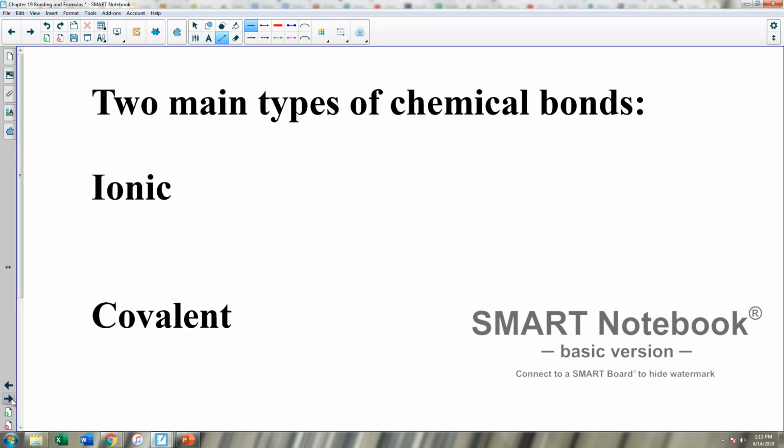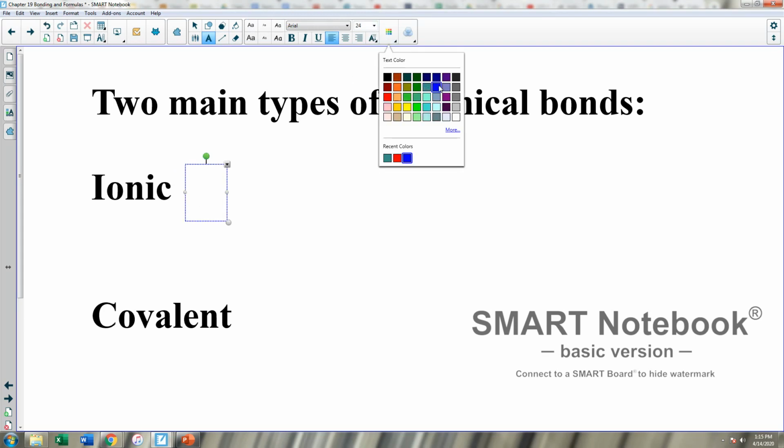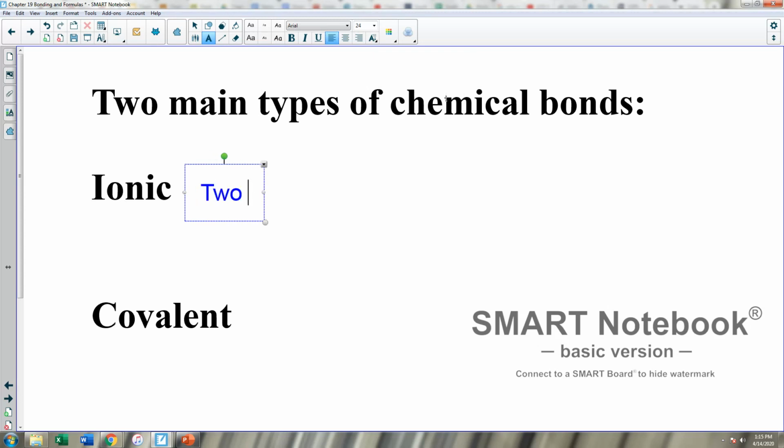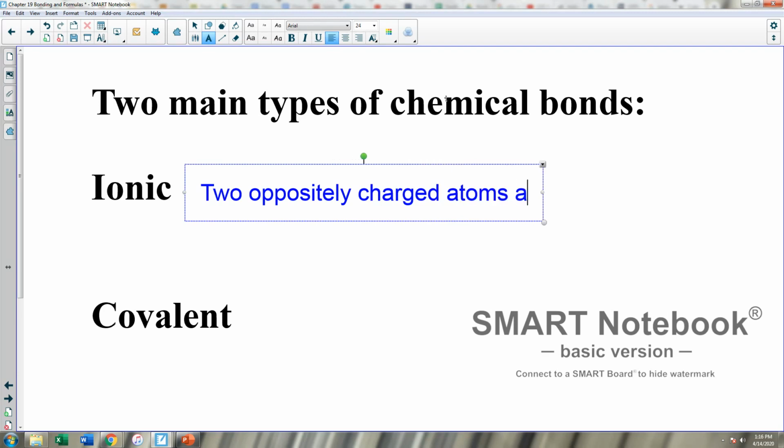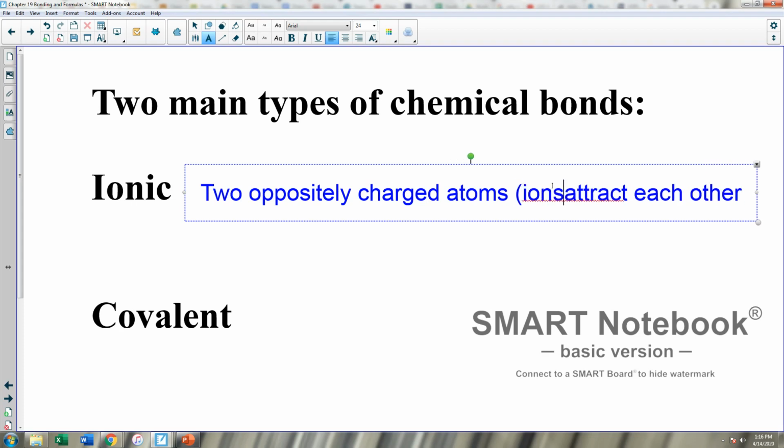Okay, so there are really 2 different camps for these, and one of them we're going to talk about a lot more than the other. But an ionic bond is the first type. An ionic bond is when 2 oppositely charged atoms attract each other. Again, charged atoms are ions. So that's the first kind of bond we're going to talk about, ionic bonds. And so we're just talking about ions.